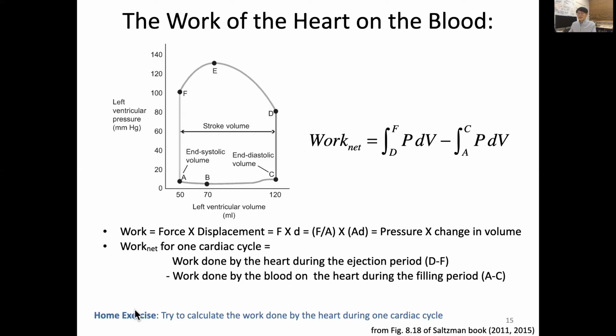Here's a homework exercise for you to try out: calculate the work done by the heart during one cardiac cycle. Then you can calculate, for one cycle, how much work the heart needs. And you can easily calculate, since the heart beats about 60 times per minute, and throughout the day, how much work the heart needs to do. Then you may calculate how much food energy you have to take in to keep at least the heart going.